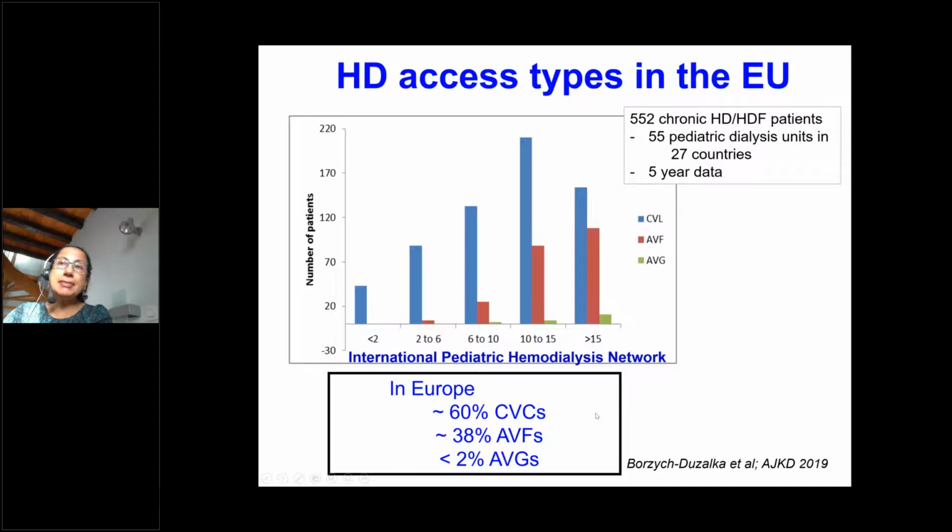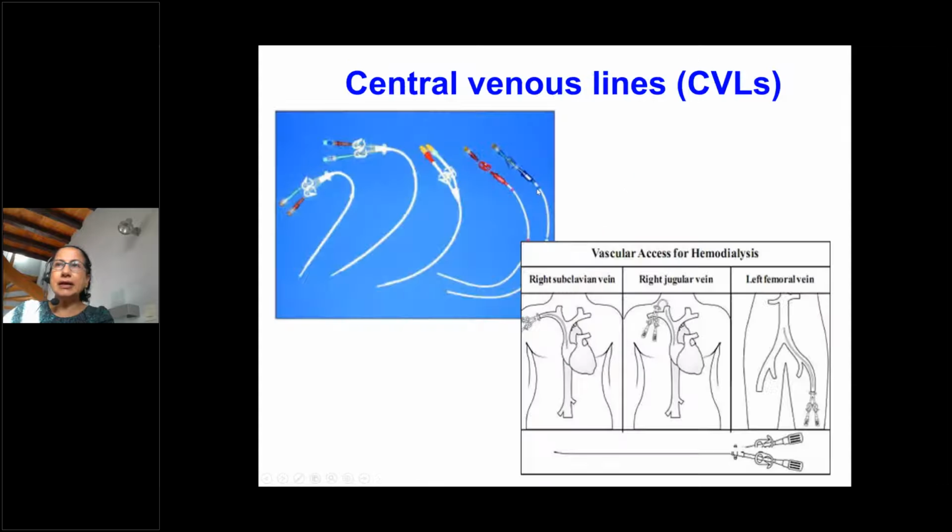But you must keep in mind that even in older children, even in the 10 to 15-year-olds, where fistula formation is theoretically easier and feasible, there is still an unacceptably high use of CVLs. And I'm going to tell you a little more about why I think CVLs are such a bad choice. So here you see the different types of central venous lines and the access sites.